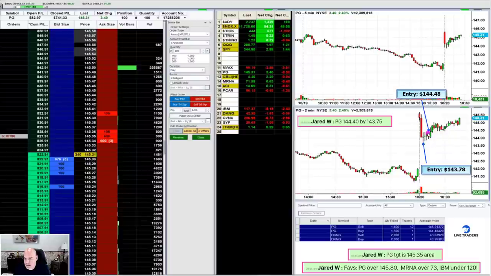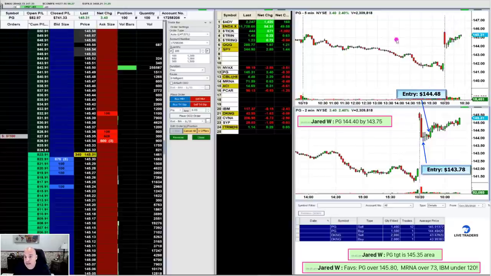But notice, it says PG over 145.80. That was in the pre-market. In the pre-market, I really didn't want to have to buy PG on a pullback. I was hopeful we could get an opportunity or an entry above 145.80, maybe a 3-bar play, maybe a consolidation, so that I don't have to worry about the resistance to the left at 145.50 that we just looked at on the last slide. But that's not what happened. That's not what materialized. Instead, PG gapped up and immediately rolled over.